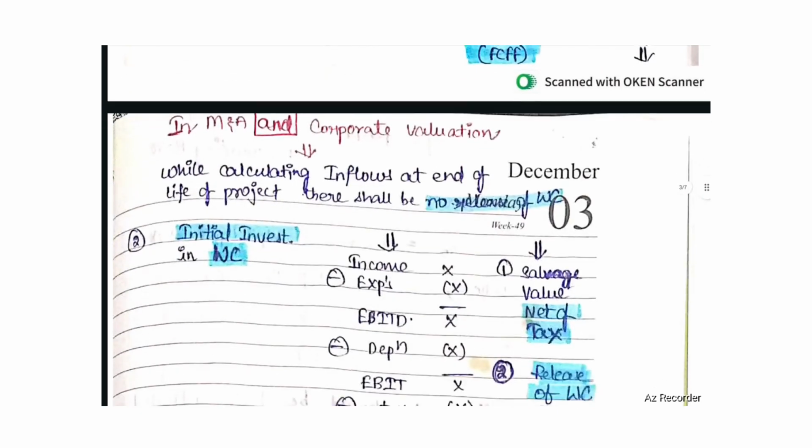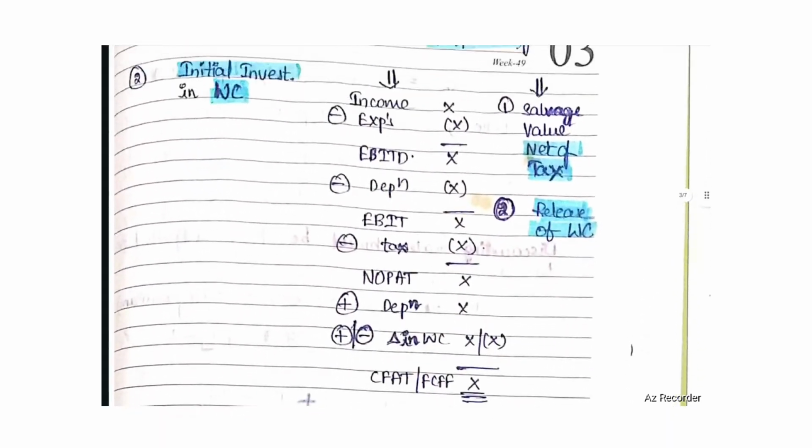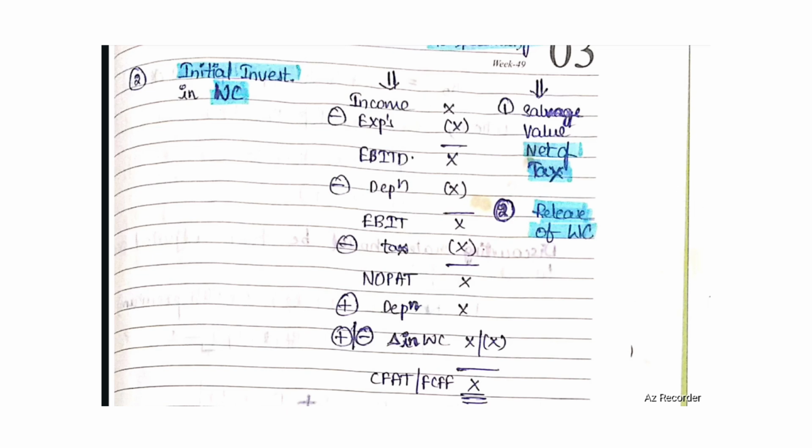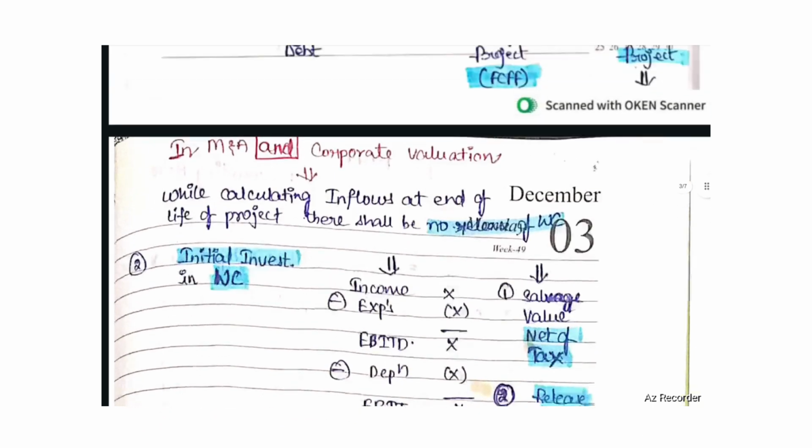During the life of the project, free cash flows to the firm. How to calculate free cash flows to the firm? Income minus expenses gives EBITDA, minus depreciation gives EBIT, less tax gives PAT, plus depreciation, plus or minus changes in working capital gives free cash flows to the firm, or cash flow after tax.